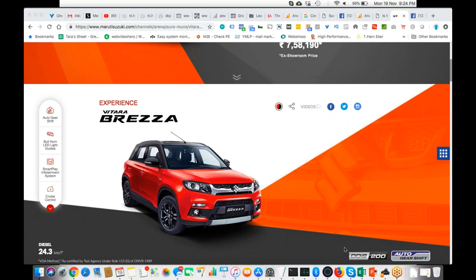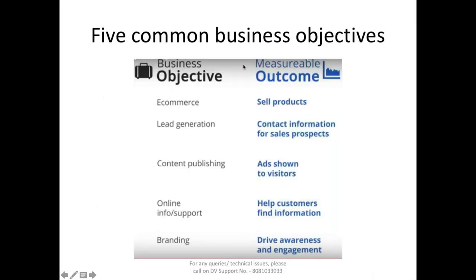You know why we are discussing all these things? So that you are not limited to these five common business objectives. Okay. Understanding e-commerce is simple. Lead generation is simple. On content publishing, I gave you an example that knowing only the revenue through the ads, impressions and clicks and all that is not important. You can collect a lot more information like the time they are spending, the pages they are viewing, so that you can use it in your favor, in any ways. Branding example. So you can have a different objective than the listed ones over here. That is the whole idea of this discussion.